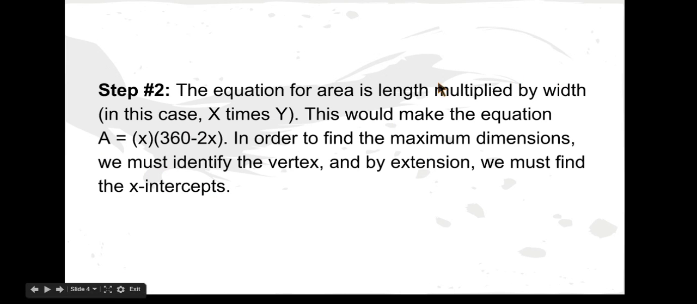Now, we all know that the equation for area is A equals length times width. In this case, it would be A equals x times y. Using the value we found for y, we get A equals x times (360 minus 2x). In order to find the maximum dimensions, we must now identify the vertex. By extension, we must also find the x-intercepts.